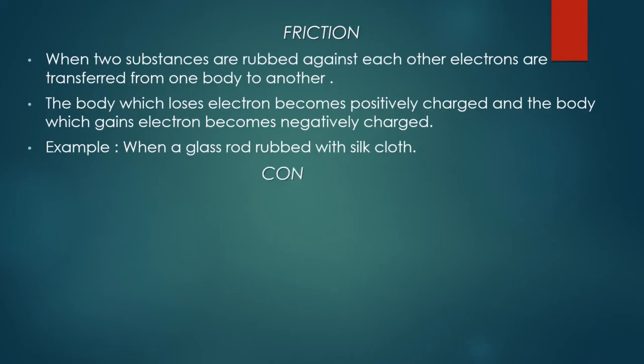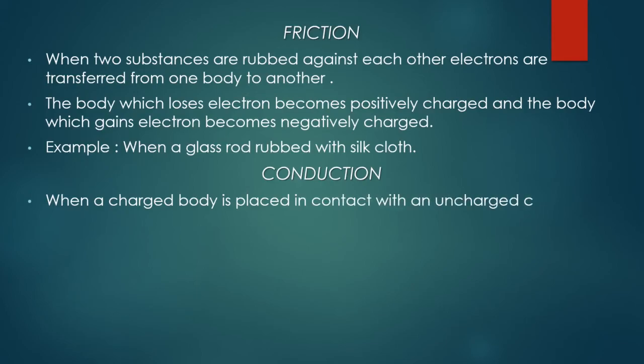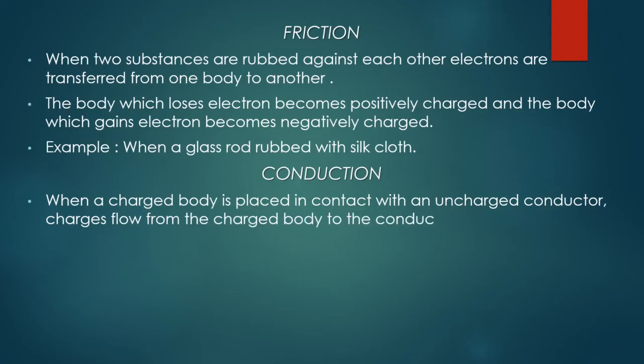Moving on, what is conduction? When a charged body is placed in contact with an uncharged conductor, charges flow from the charged body to the conductor or vice versa. You need to understand here, in friction both the substances were uncharged. Once you start rubbing each other, that is friction, then the charge is transferred. But here in conduction, you already have a charged body that is placed in contact with an uncharged body. There is no charge for the other one. So what happens? The charges flow from the charged body to the uncharged body.